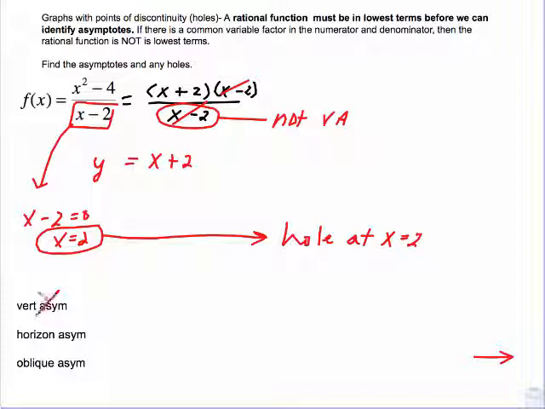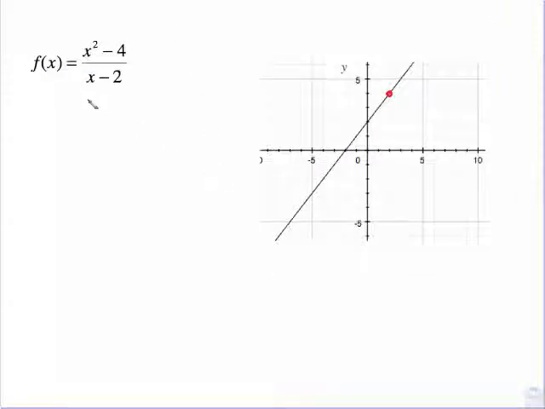So vertical asymptote, there is none. There is not a horizontal asymptote either because once this cancels out, all we have is x plus 2. So there's no horizontal asymptote, nor is there an oblique asymptote, even though in this form the numerator was one degree more than the denominator. It simplifies into just this equation, which is this graph. That's a line. And notice we have a hole at 2.